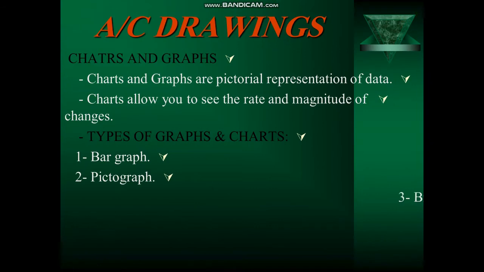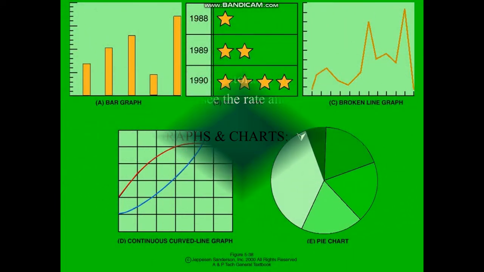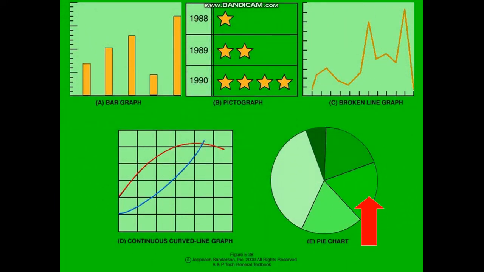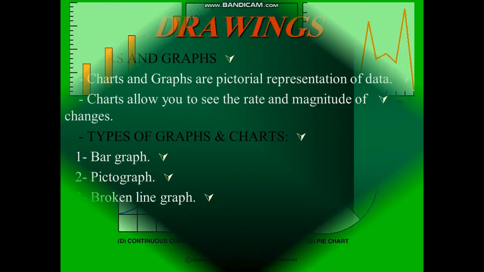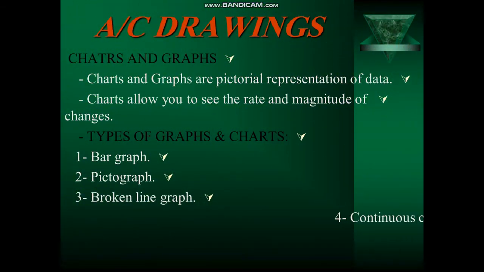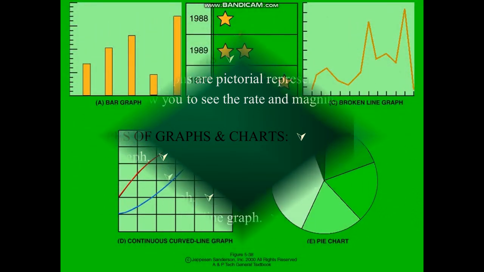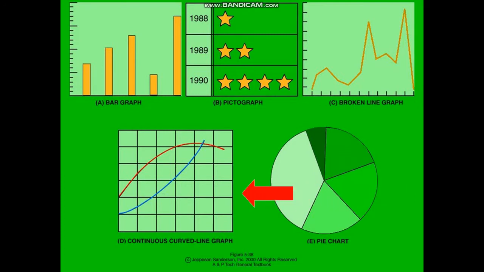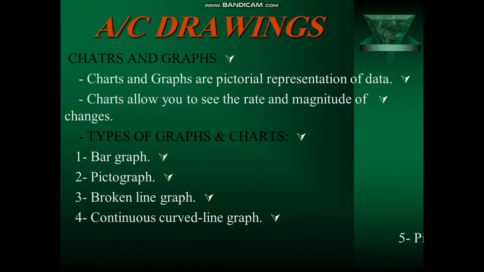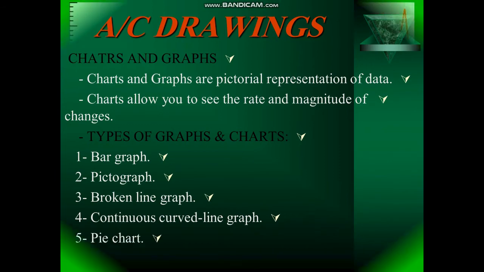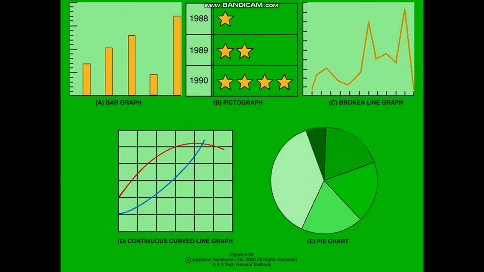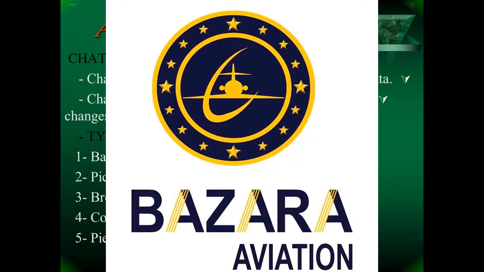The third type is the broken line graph. As we see in this figure, this is the broken line graph. The fourth type is the continuous curved line graph. And the last one is the pie chart. And this is the pie chart. All of these graphs and charts, you can find on the aircraft.